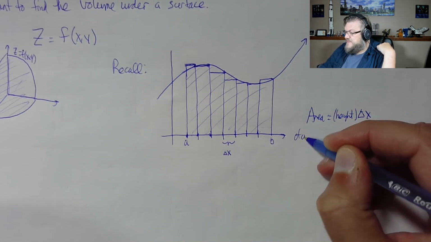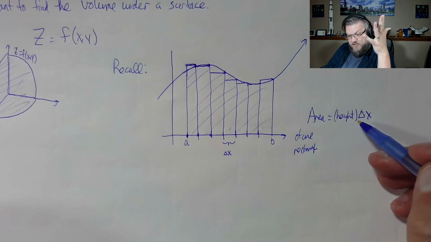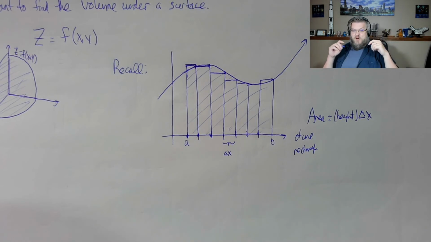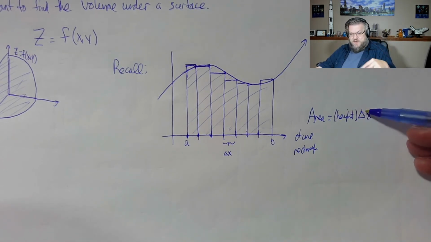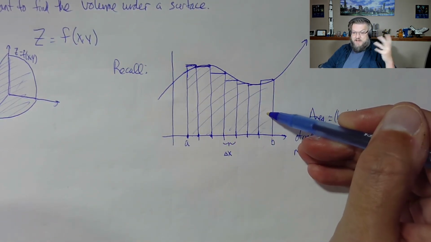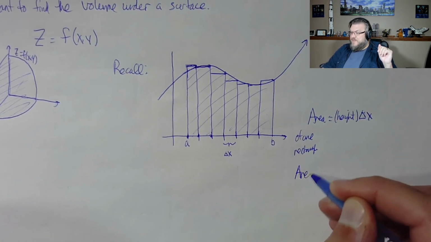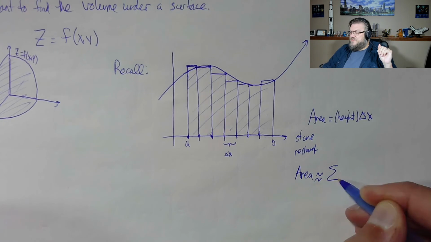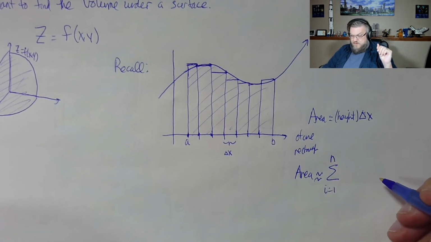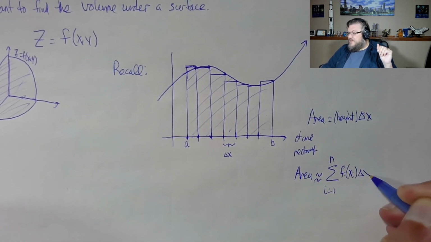So this is of one rectangle. Right? And the height is the function value at these certain representatives. So I need to just multiply function values with delta x and then add up those areas, n of them, right, to get an approximation of the area. So the area is going to be approximately equal to the sum from i equals 1 to n rectangles of f of x_i delta x.